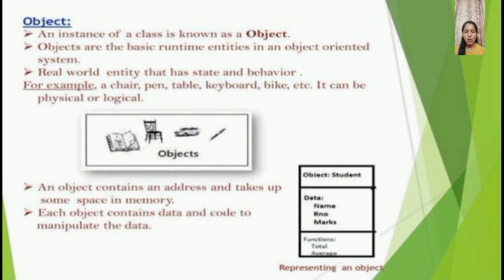Firstly, let us see about the object. An instance of a class is known as an object. Objects are the basic runtime entities in an object-oriented system. A real-world entity that has state and behavior. For example, a chair, pen, table, keyboard, bike, etc. It can be physical or logical. An object contains an address and takes up some space in memory. Each object contains data and code to manipulate the data.